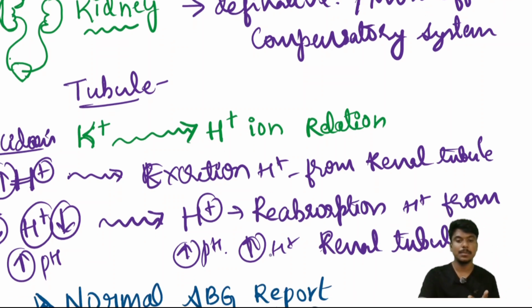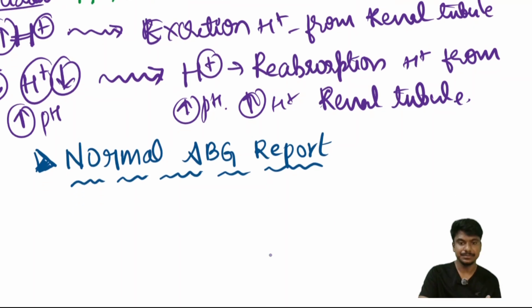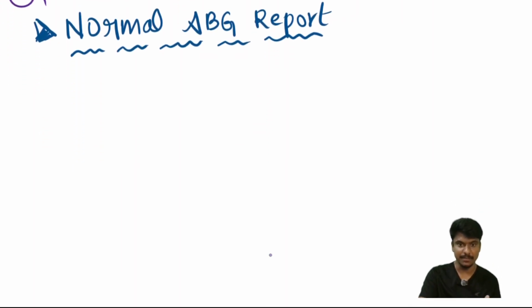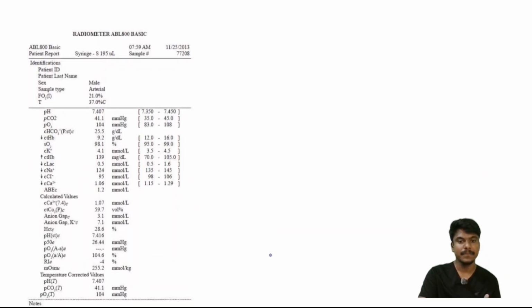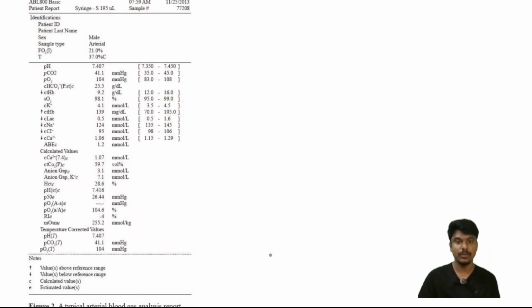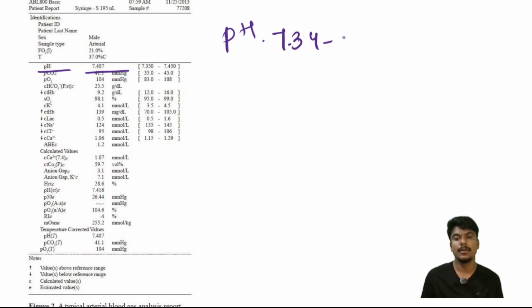Now we'll see a normal ABG report, taken from an ABG like patient. Here is your ABG report. If you have worked in an ICU or an emergency department, you would be seeing this ABG report often. If you zoom in, it will be having pH. I told you normal pH is 7.34 to 7.43.